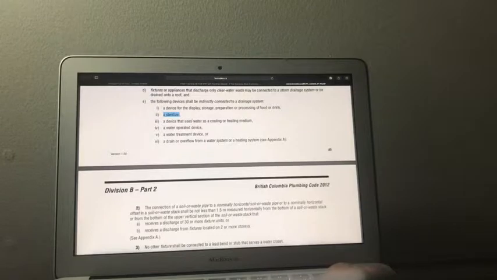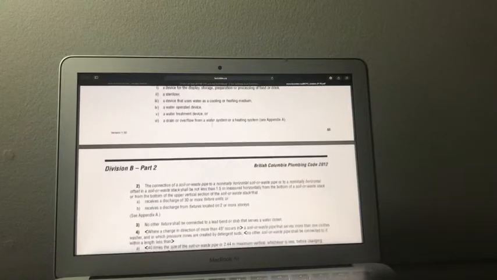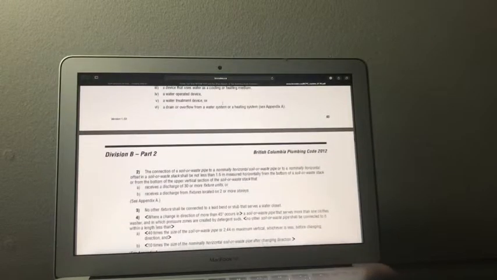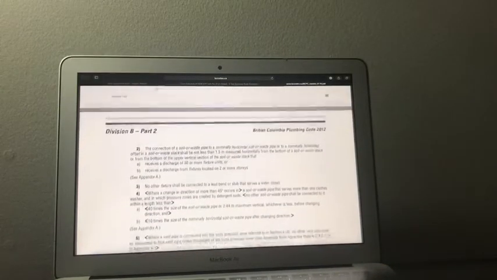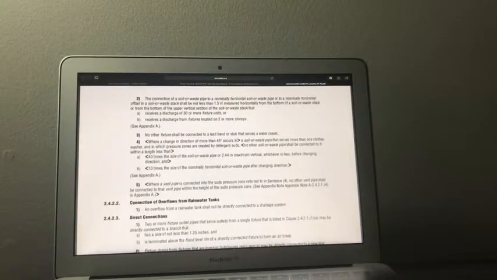A device that uses water cooling or as a heating medium. And this is a really traditional example. Heating and cooling units, right? There's so many to even get into naming them. And that's just a couple of traditional examples of things that need to be indirectly connected, such as our hot water tank drainage pan. Okay.